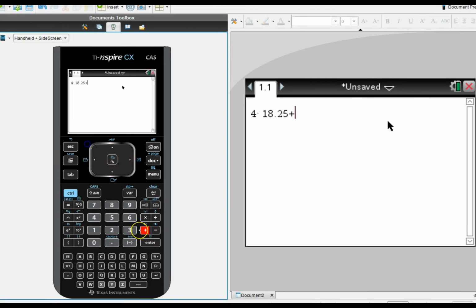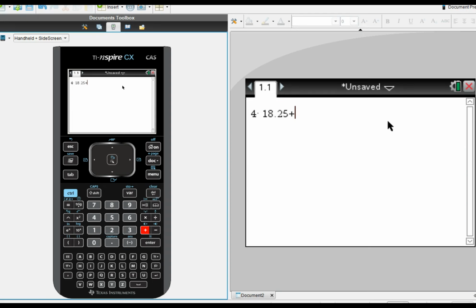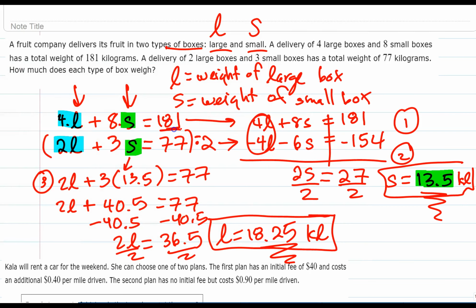Where did my calculator go? There we go. 4 times 18.25 plus, what's next? 4 times L plus, so 8 times 13.5 is what I heard. That would be 8 times 13.5 should equal what? I hope it's 181. Is that what it said? It worked, didn't it?